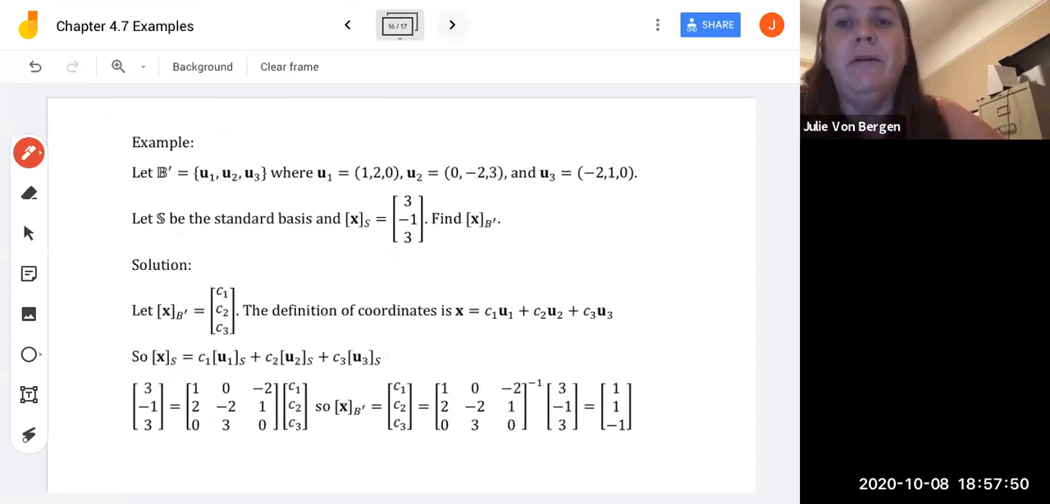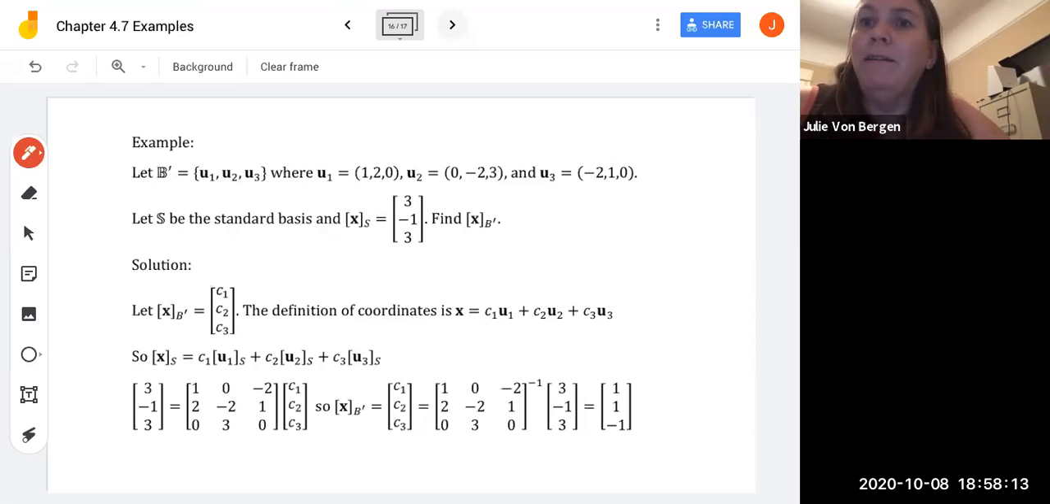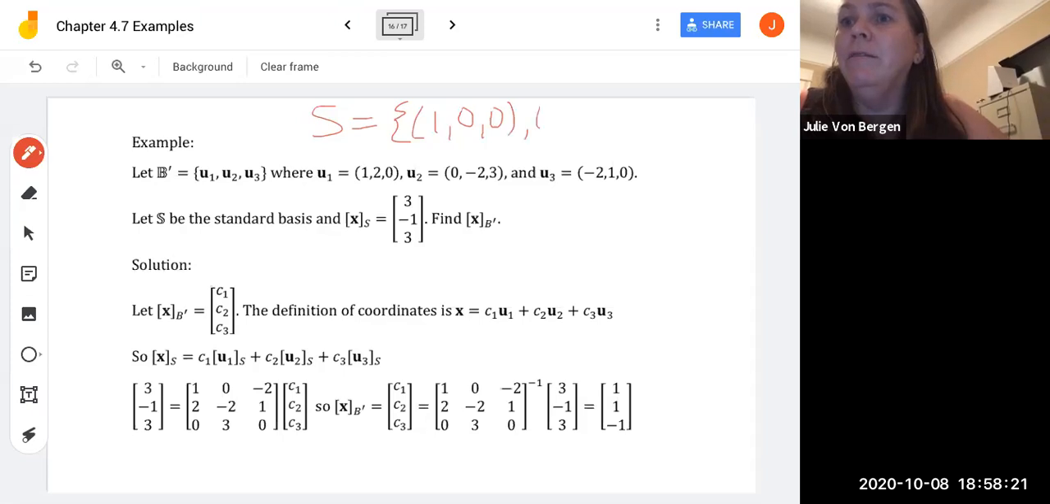So let's take a look at an example. So here B prime is U1, U2, U3, where U1 is 1, 2, 0, U2 is 0, -2, 3, and U3 is -2, 1, and 0. We're going to let S be the standard basis. And then x relative to the standard basis is 3, -1, and 3. So when I say S is the standard basis, just to clarify, in R3, that's the vectors 1, 0, 0, 0, 1, 0, and 0, 0, 1.